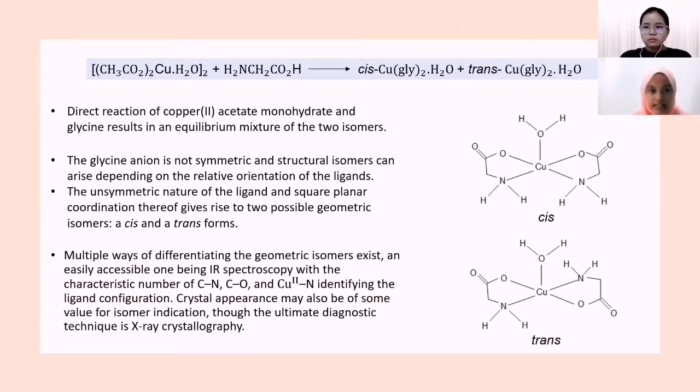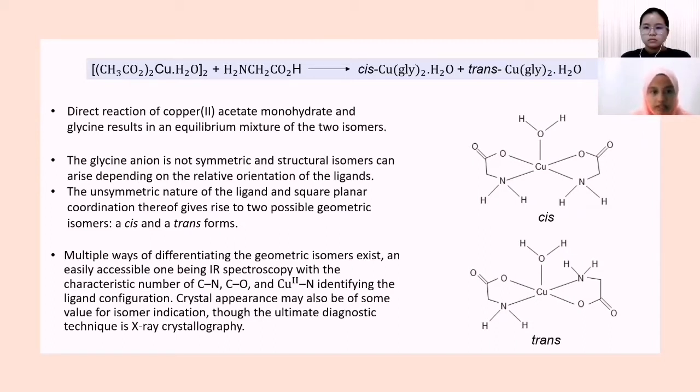So the glycinate ion is not symmetric, so the structural isomers can depend on the relative orientation of the ligands. Because of the unsymmetric nature of the ligand, the square planar coordination thus gives rise to two possible geometric isomers, the cis and trans form. You can see on the right side of the slides the cis structure as well as the trans form of the copper(II) glycinate monohydrate.